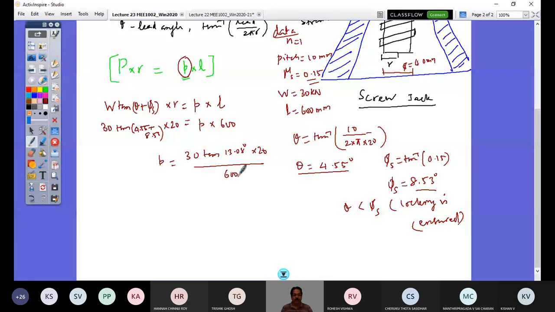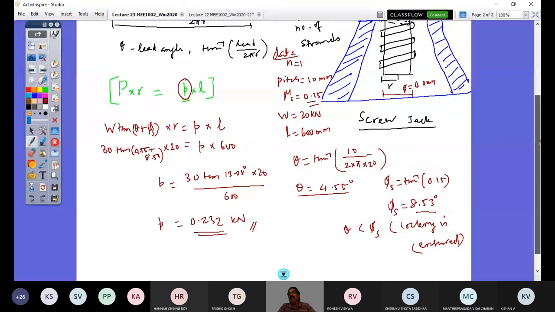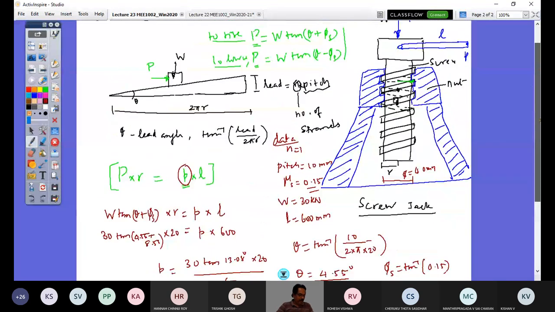So what do I get? Tan of this angle multiplied by 30, so 6.97 into 20 divided by 600. I get 0.232 kilonewton. So what is small p? The effort required to raise 30 kilonewton is not even a kilonewton, it's just 0.2832 kilonewton. That's what is called a simple lifting machine. You could derive a mechanical advantage there, right? The load lifted divided by the effort required to raise the load is what we call the mechanical advantage. So any doubt in this?